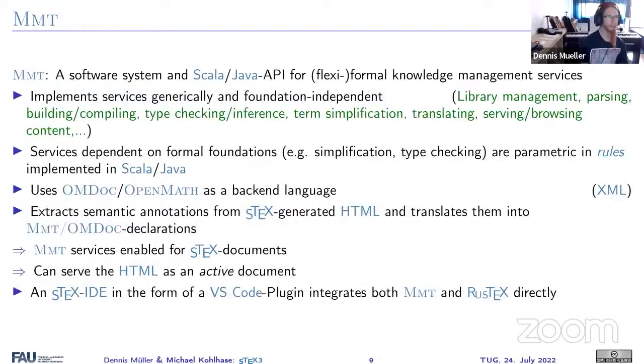Right, and finally the MMT system. So once we have HTML, we can import that HTML into MMT, which is a generic software system that basically tries to do everything that these formal systems like theorem prover systems do, but on an abstract level, so that you can basically instantiate it with different ideas of what the system should do, up to and including type checking and type inference and all of these fancy things.